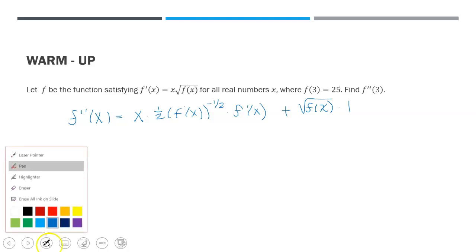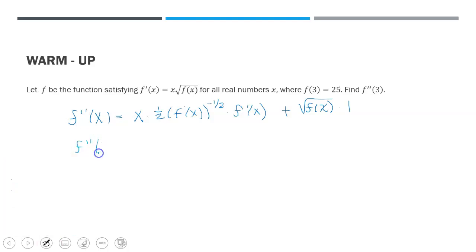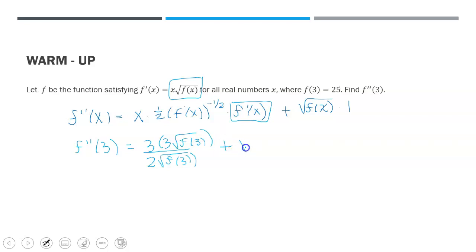So at this point, all I'm going to do is start typing in f double prime of 3 equals 3 over 2 square roots of f of 3 times f prime of 3, which is x square roots of f of x. So you have to substitute that in. That would give me 3 square roots of f of 3 plus square root f of 3 times 1.